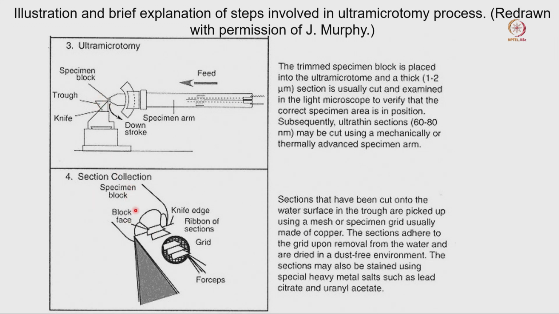So, here we have the specimen block. This is the glass knife again, which is making this very small section and which will float on top of this water. Later on we have to collect those tissue samples on top of the grid, and then we can use this one for other purposes.